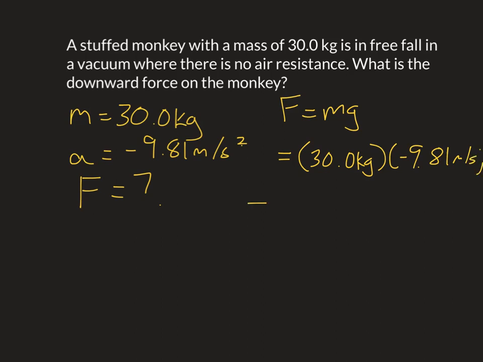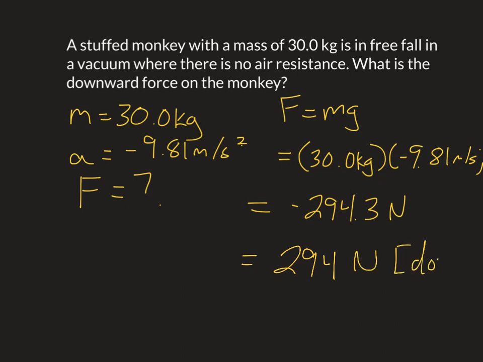When I multiply those two things together, what I get as an answer is negative 294.3 newtons. When I take a look at my significant digits, I should have 3 because both of these had 3 digits in them. So my final answer here is going to be 294 newtons, and I need to include a direction, which should be down.